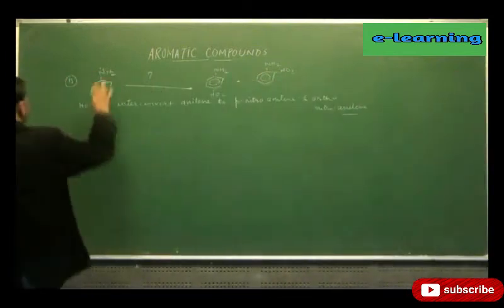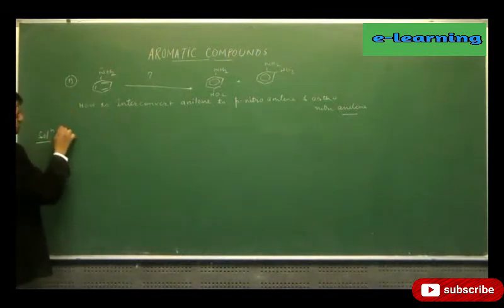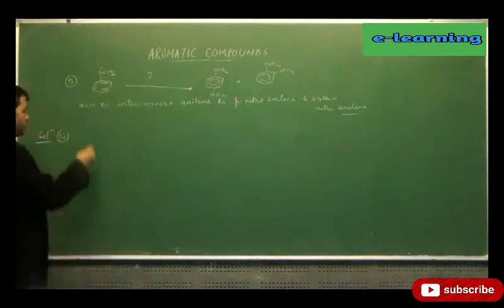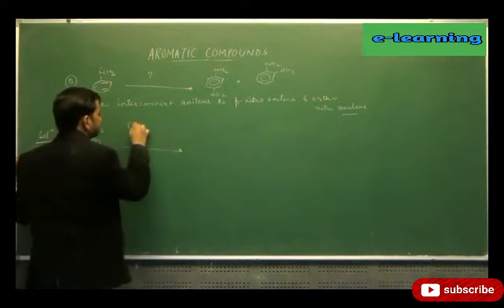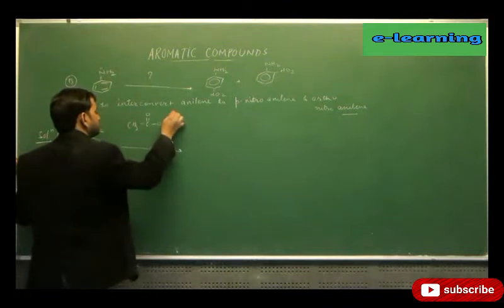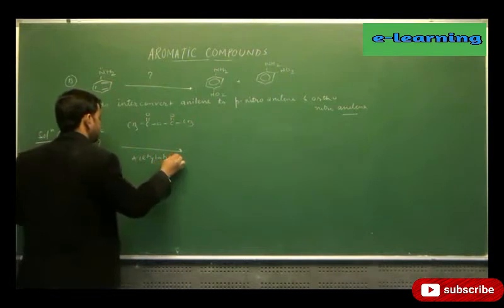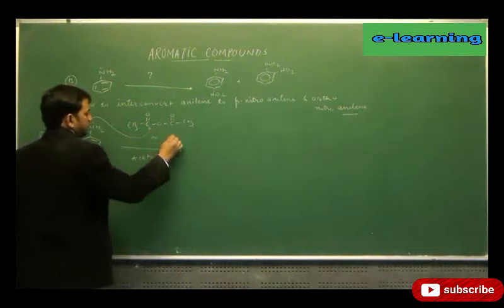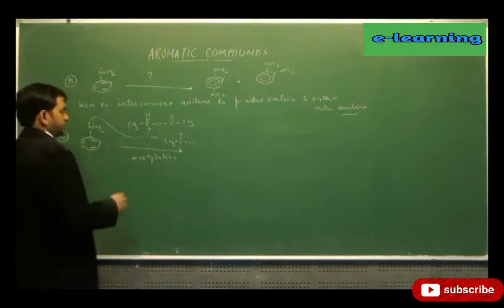Again, acetylation first. If direct nitration is done, it is converted into NH3 plus, which gives meta product. So indirect again. First acetylation. Acetylation is done either with this or you can also use acid chloride. Same acetylation takes place here.